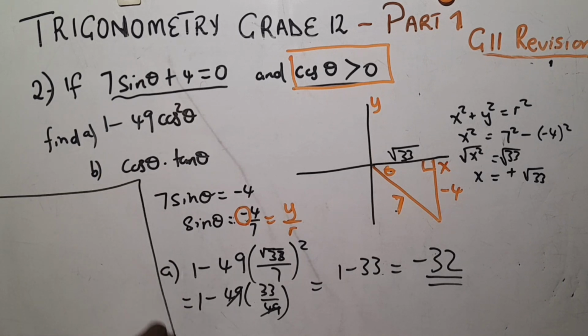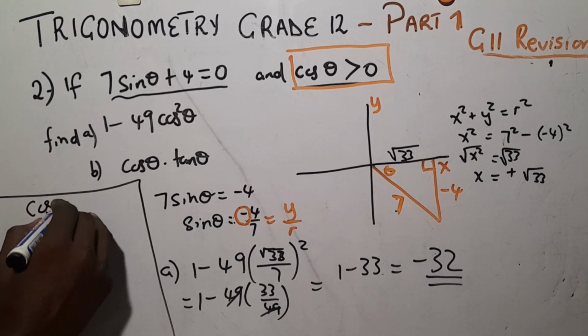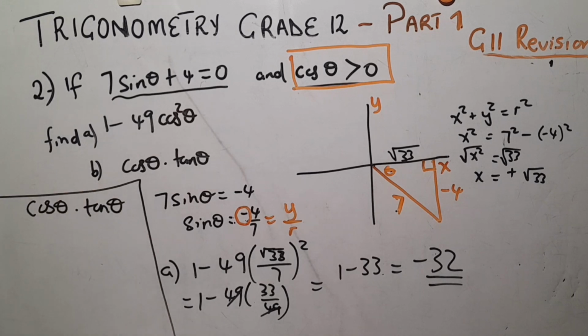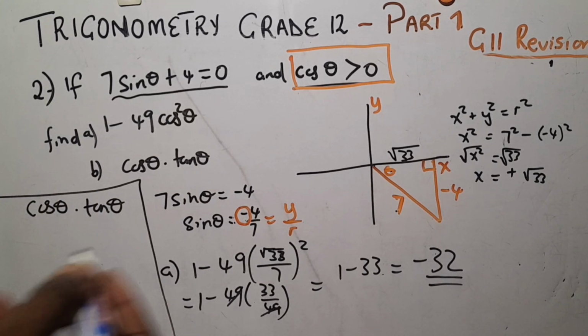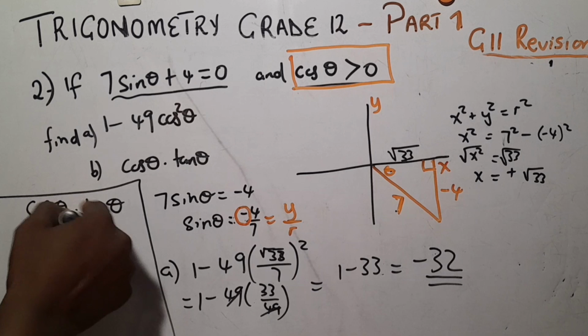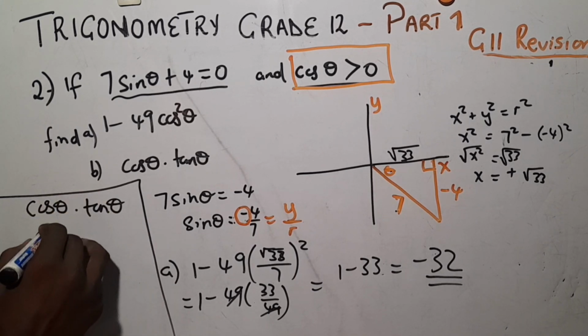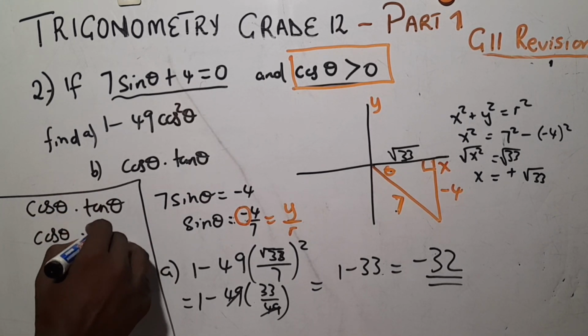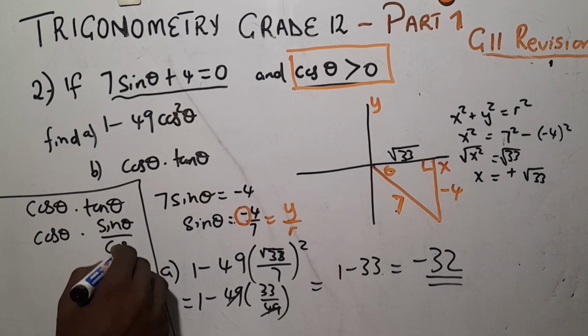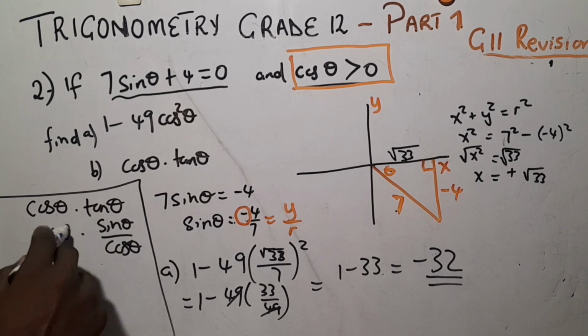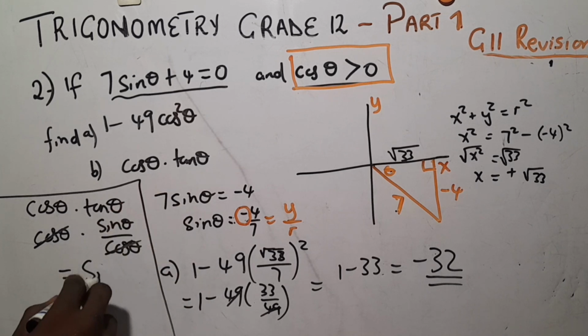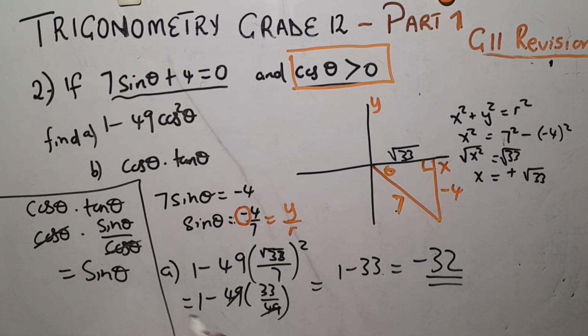They said we must solve for cos theta multiplied by tan theta. It is actually nice if we start by changing this. So this becomes cos theta multiplied by, we say tan theta is sine theta over cos theta. And now this and that can cancel and we're remaining with sine of theta. And the value of sine theta that we already have is -4 over 7. So this is -4 over 7. And we are done with this second type of trig question.